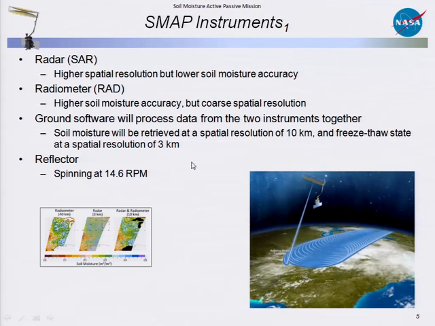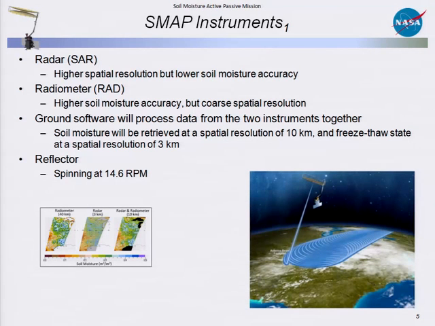Okay, so on board there are two science instruments: the radar, which has a higher resolution but lower soil moisture accuracy, and the radiometer, which has higher soil moisture accuracy but coarse resolution. And the ground software is going to be processing the two data sets together, and in the end it's going to result in improved resolution by basically combining the data together. This is all actually from the SMAP website. You can get more details there about the science itself. And they get a spatial resolution of 10 kilometers and freeze thaw state at 3 kilometers.